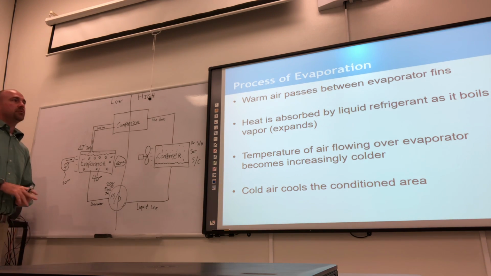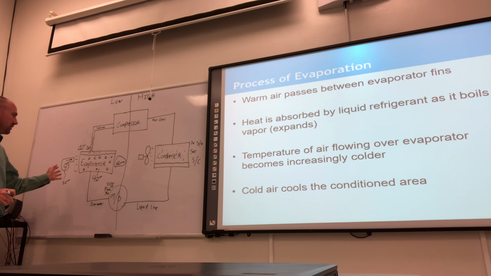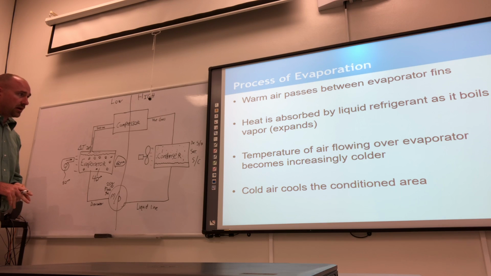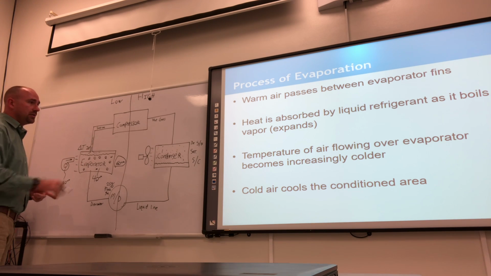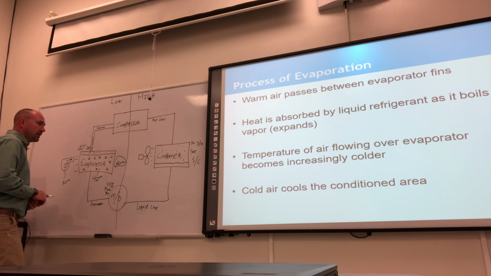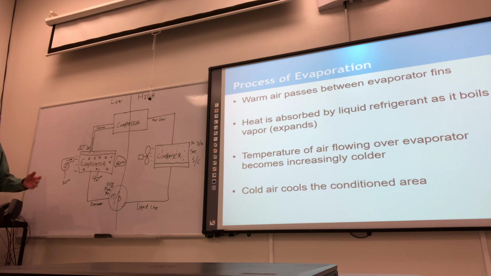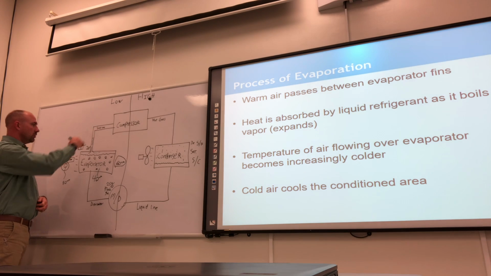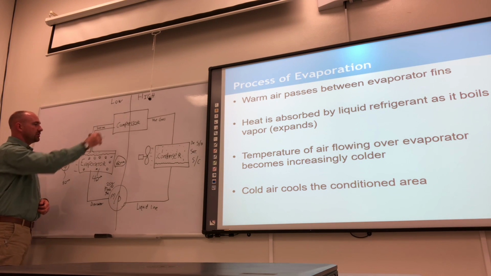Heat is absorbed by the liquid refrigerant as it boils, and the temperature of the airflow across the evaporator becomes increasingly colder. So as it blows further through there, it's going to pick up more heat. It's going to absorb more of the heat from the building and send it out through this suction line to the compressor. All right, so the last step right there says air cools the conditioned area. That's great. The suction line, we've got all this heat in a vapor form, so the cycle repeats.